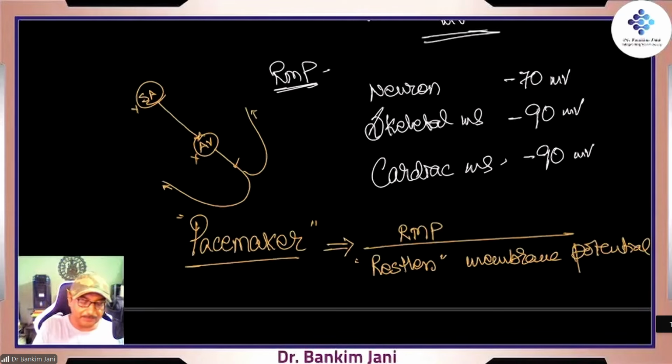No doubt, as we proceed down and down, the speed decreases. They are not that efficient as compared to the other. The SA node is the superstar. That is the best.